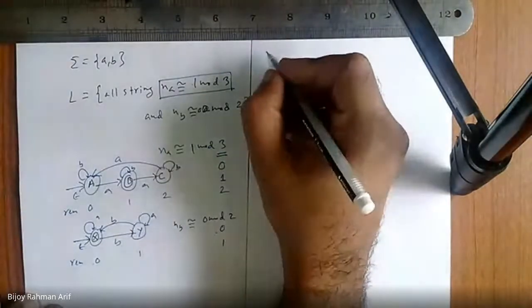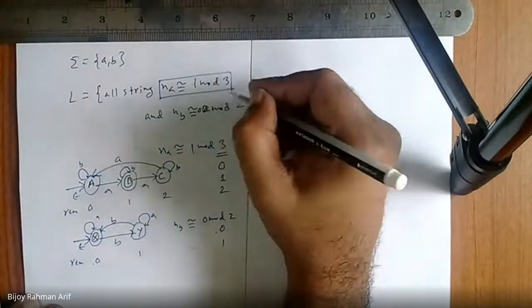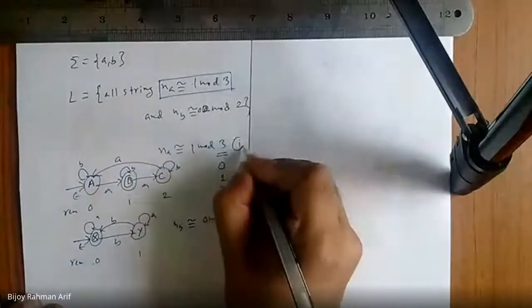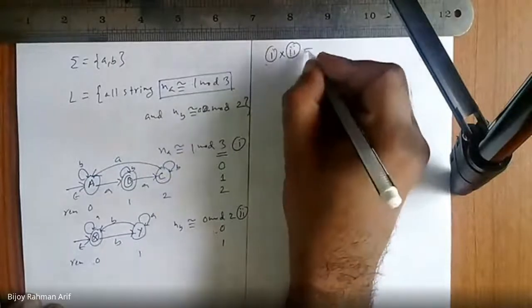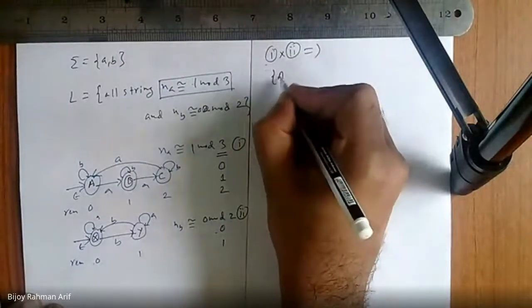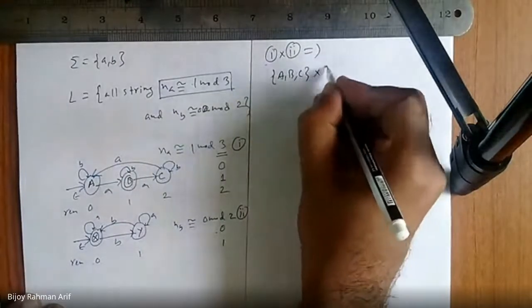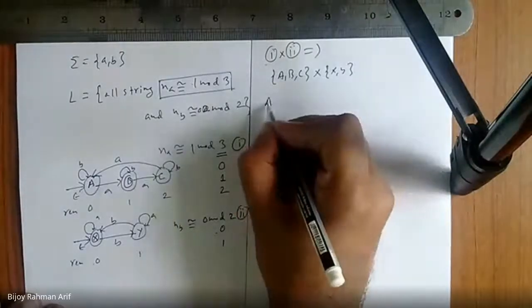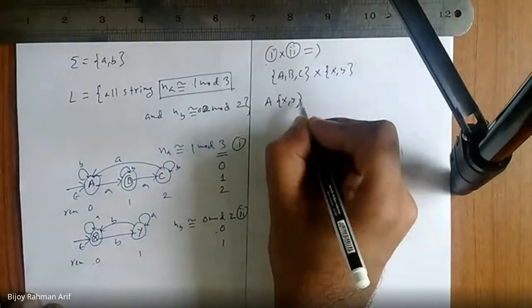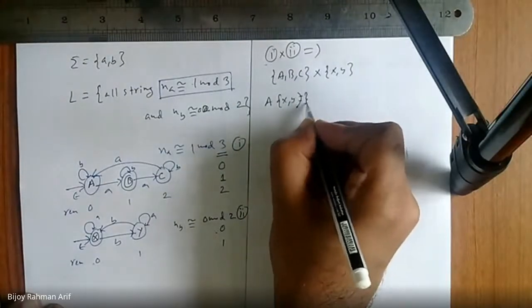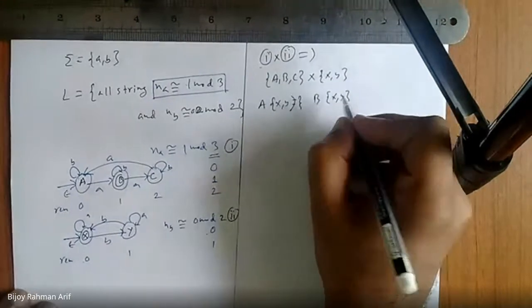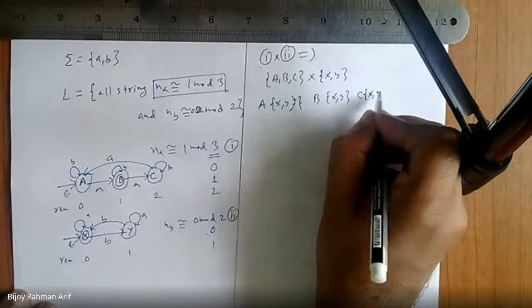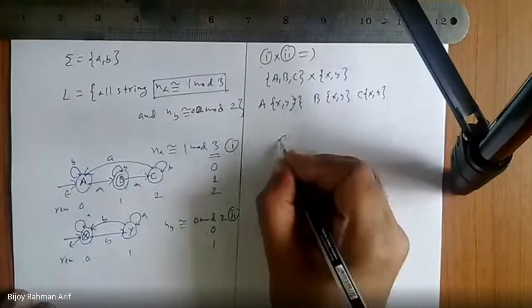So this one would be nothing but this. Let's call it number 1, and this number 2. 1 cross 2 is nothing but ABC multiplied with XY, right? So A should be multiplied with XY, and B should multiply with XY, and C should multiply with XY. So let's make this skeleton A, B, C.